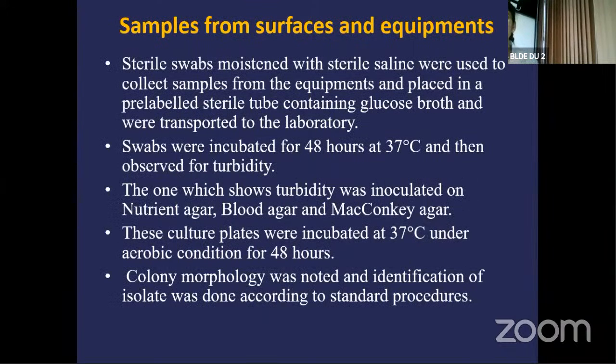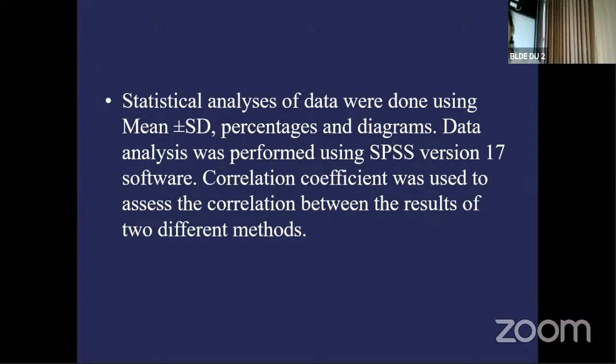Samples from the surfaces and equipment were taken with a swab moistened with normal saline, and then put in glucose broth, and they were inoculated onto MacConkey agar and blood agar, and we have to look for colony growth. Statistical analysis was done using mean and standard deviation.